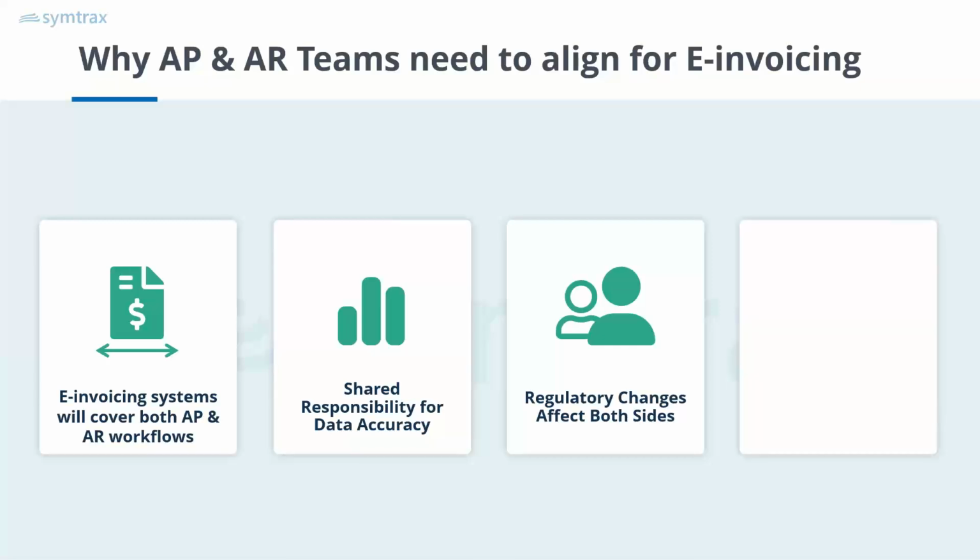And finally, and maybe most importantly, this directly impacts your supplier and customer relationships. If AP rejects invoices because of formatting issues, or AR sends non-compliant invoices that delay payments, trust suffers on both sides. But when AP and AR work together, you get smoother, faster, and more transparent invoicing, which protects both business relationships and cash flow. That's why I believe collaboration between AP and AR isn't optional in an e-invoicing project. It's the key to making it successful.